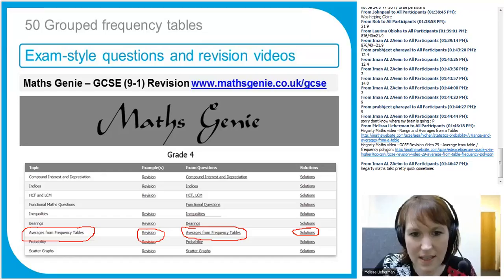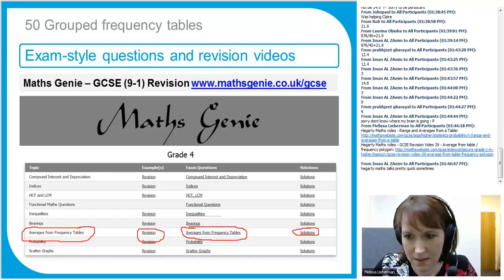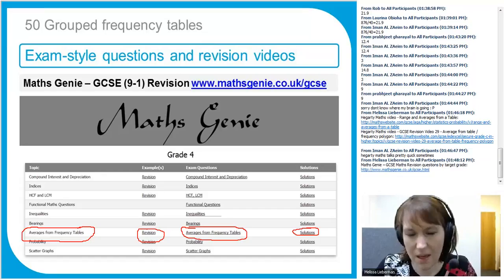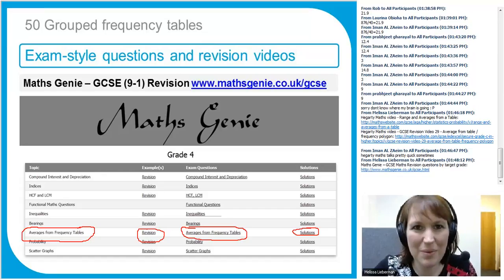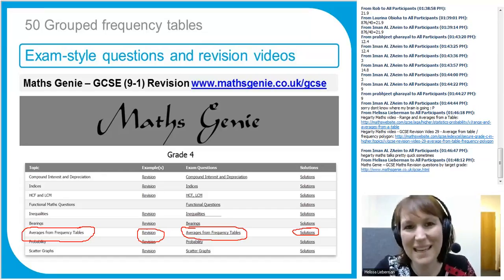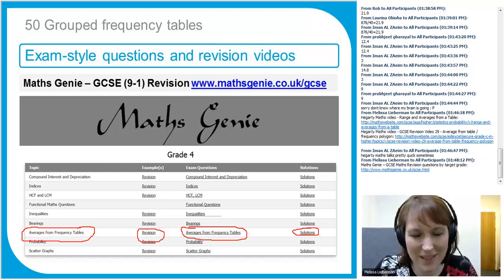So this is the page with all of their GCSE resources. Similarly, the Hegarty Maths is still written for the old course, so you might get some topics that say higher tier that are now foundation tier, but this is new. So there's the Maths Genie page. To watch the Maths Genie revision video, they've got a couple of videos for averages for frequency tables. So if you just want a quick revision video, watch these, there's a link.